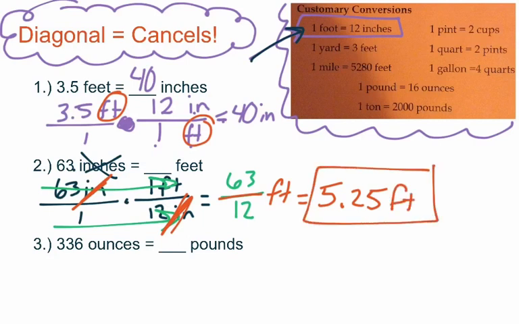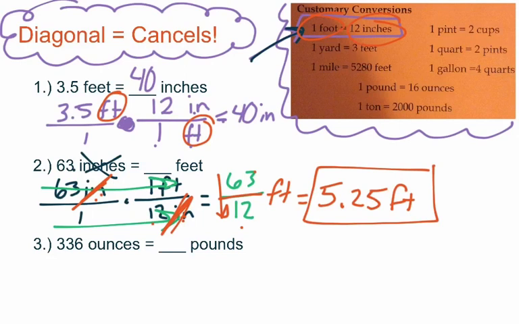So recap for that problem, I put my inches diagonal to each other. I used that conversion, making sure that the 12 was with the inches and the 1 was with the foot. And then we multiplied straight across, got 63/12, not a good answer. So we just divided, numerator divided by denominator, for a final answer of 5 and 25 hundredths feet.